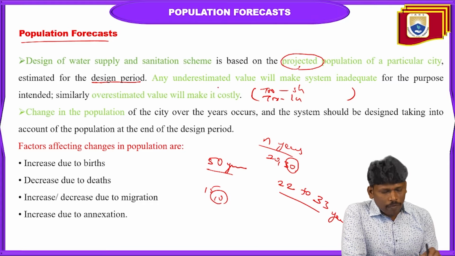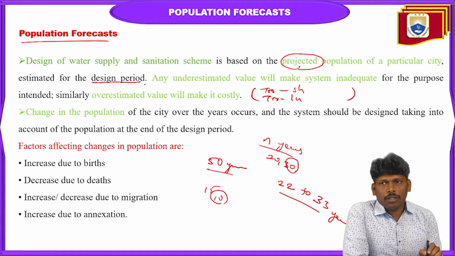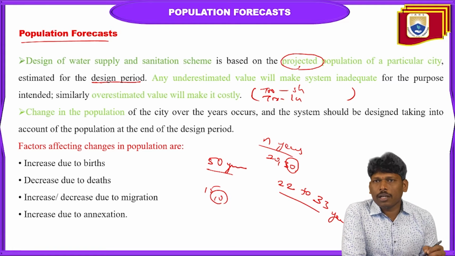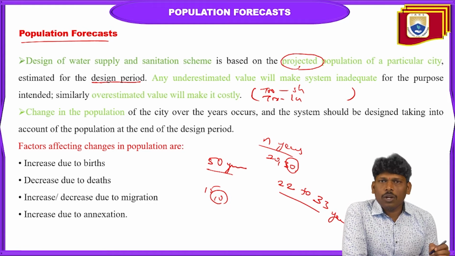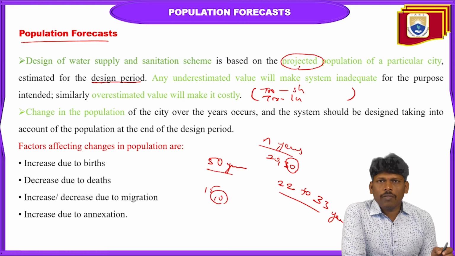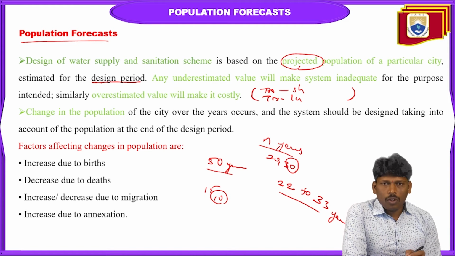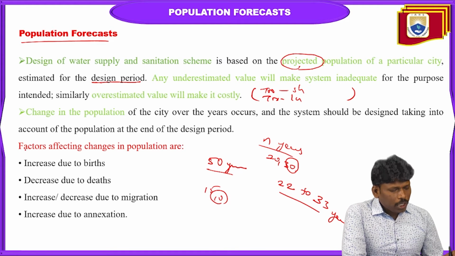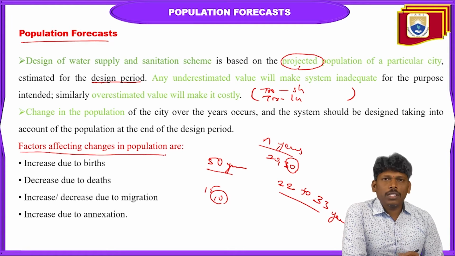This design period varies depending upon the work. If it is reservoirs or dams, or a building structure, or a road, or a waterworks, the design period may vary. But in any case, the design period should not be too small or too short, as well as too large. So now we'll see what are the various factors that affect this change in population.